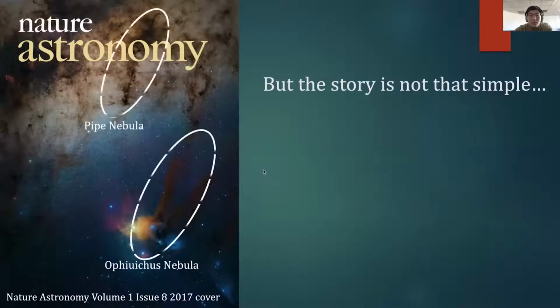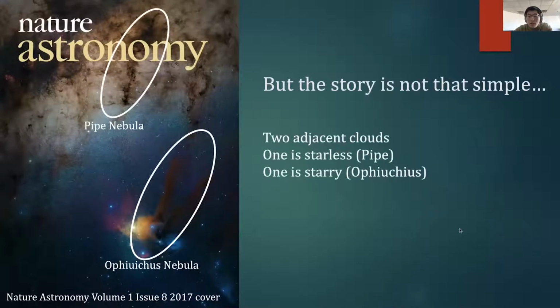Look at these two clouds. Pipe is so dim and starless, while Ophiuchus is so starry and full of stars. Why are these two adjacent clouds so different? Let's try to uncover the answer in today's talk.